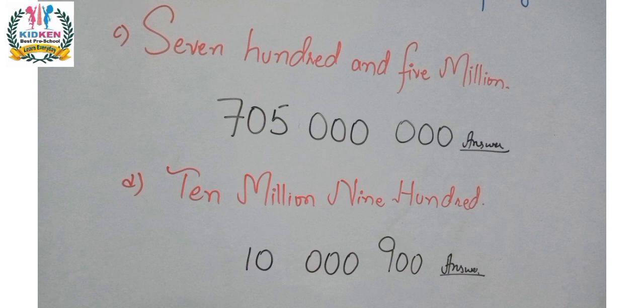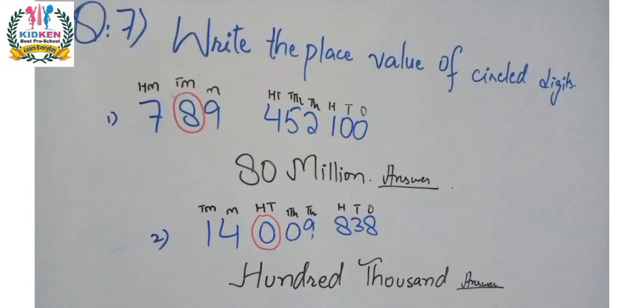Next question is: find the place value of the circled digits. In this question we have figures and one of the digits is circled. We have to find the place value of the circled digit. We remember the international counting system and start counting from right to left: ones, tens, hundreds, thousands and so on. So 8 has place value 10 million, so we can write 8 as 80 million.